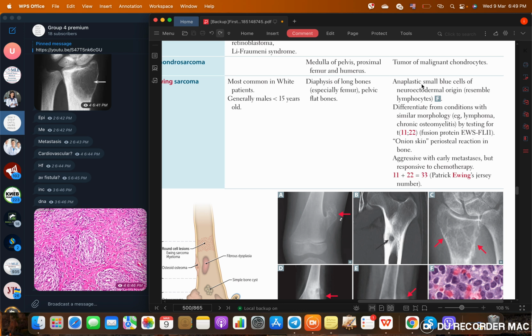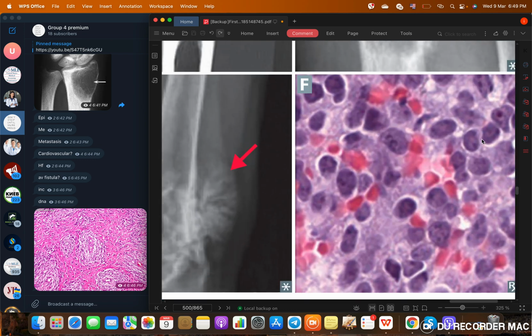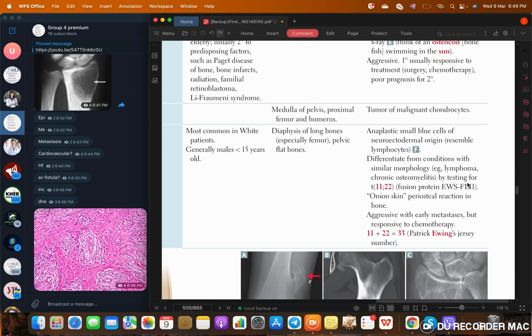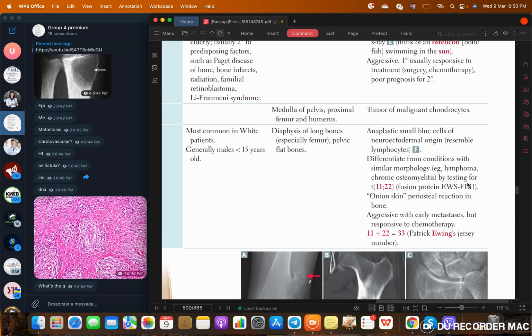So it's anaplastic small blue cells of neuroectodermal origin. So you can see it just right here. Yes, when they tell you it's a neuroectodermal origin, it's basically asking you what the markers for it are. I mean, in immunohistochemistry, since it's from a neuroectodermal origin, it can stain positive for what? Let me give you three options.